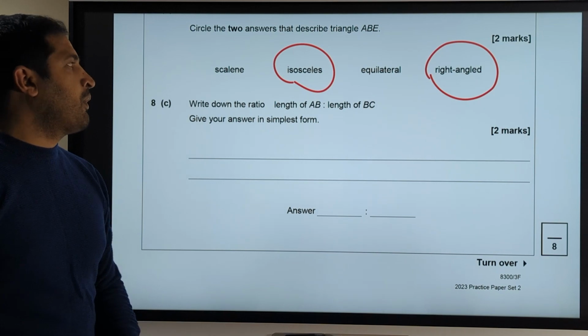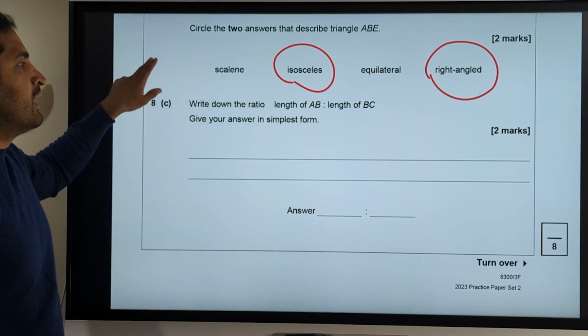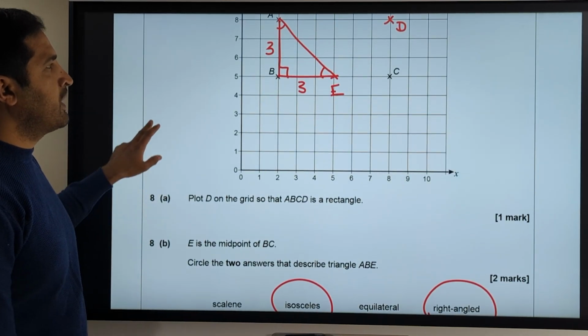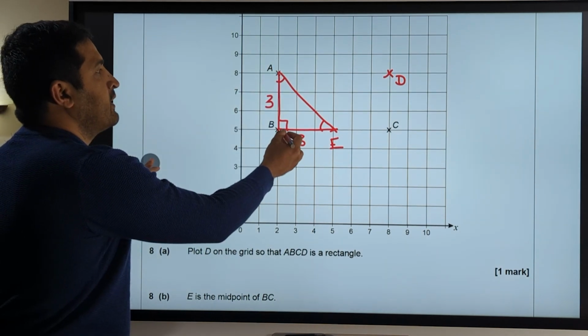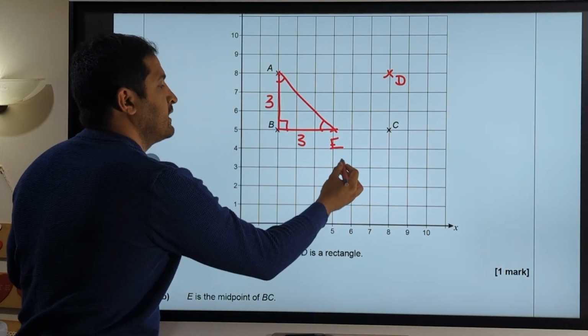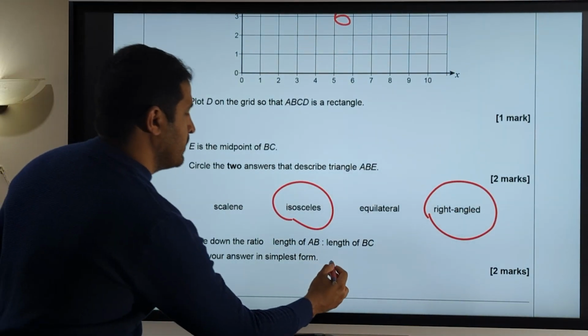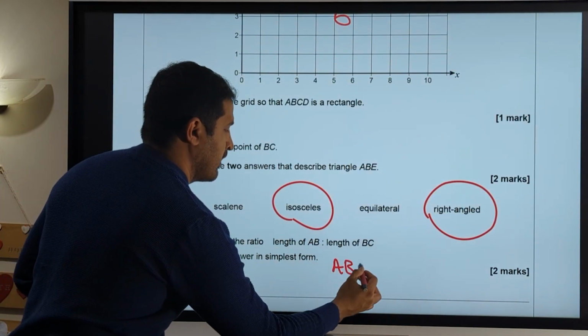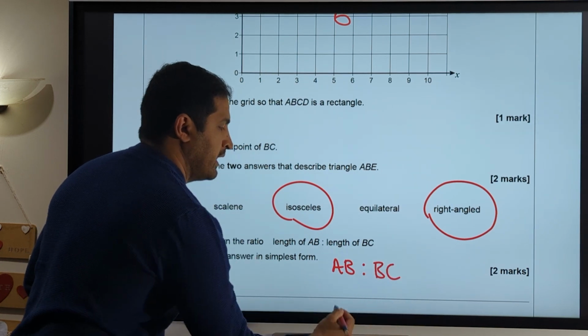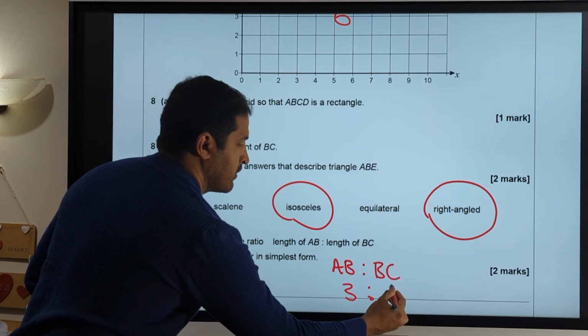Write down the ratio of length AB to BC. Now we're looking to write down the ratio between AB to BC. So AB is 3, BC is 6. 3 there and 3 there. And if you're writing down that ratio, so length AB to BC, it'd be 3 to 6.